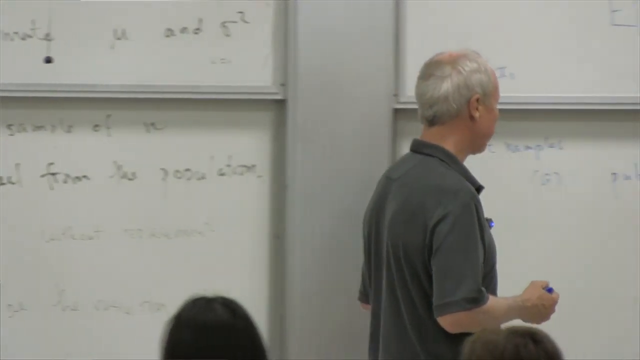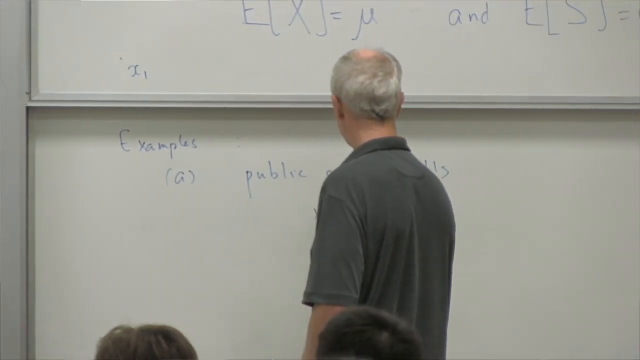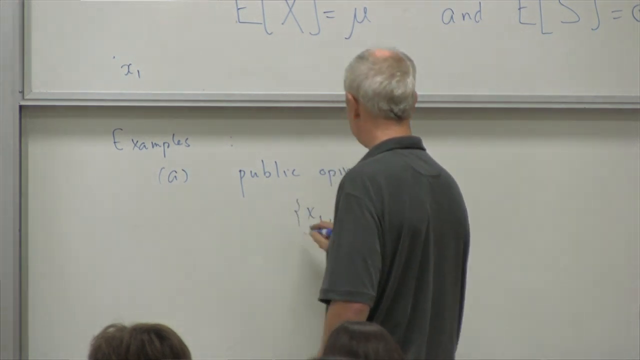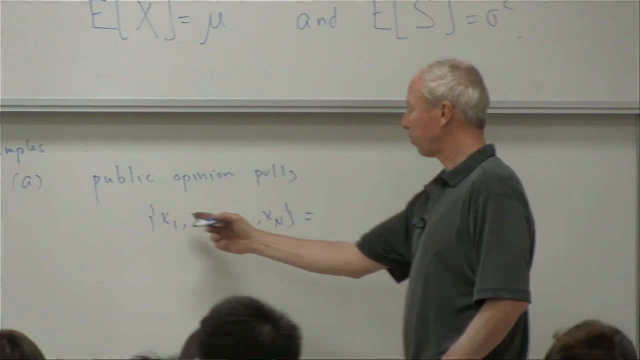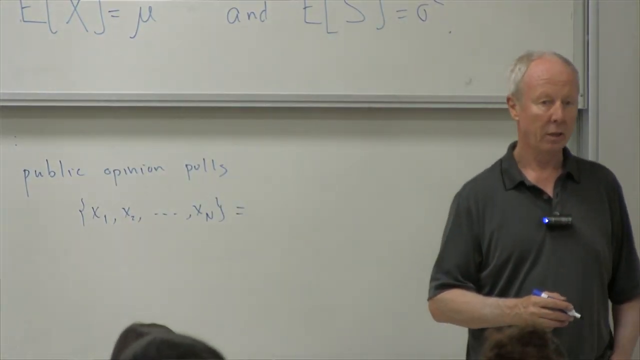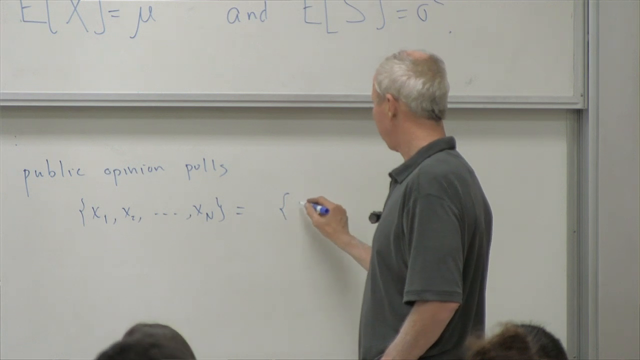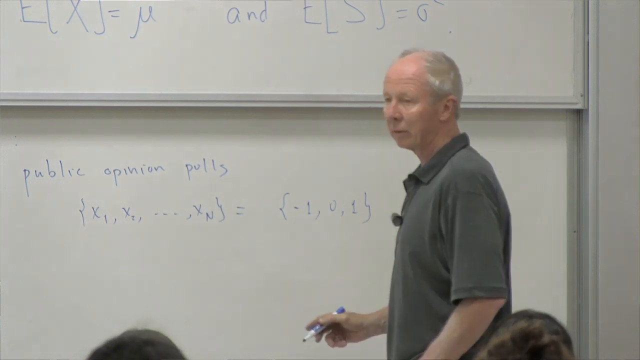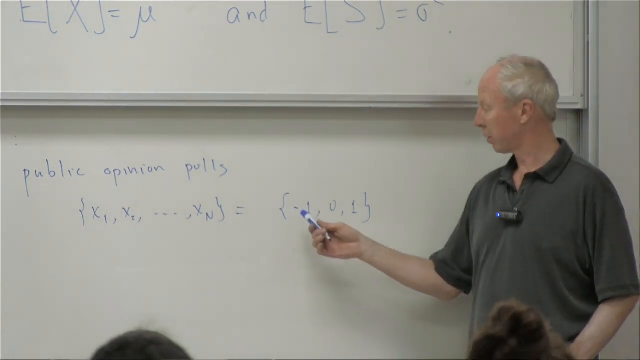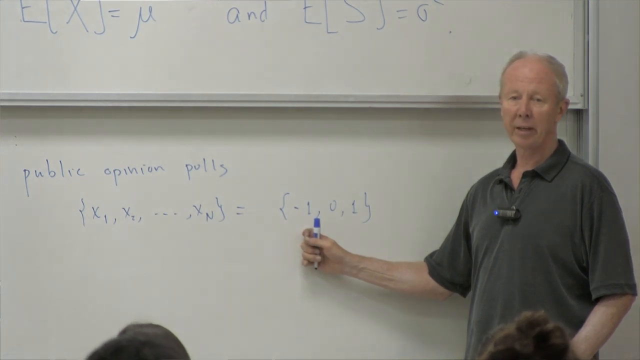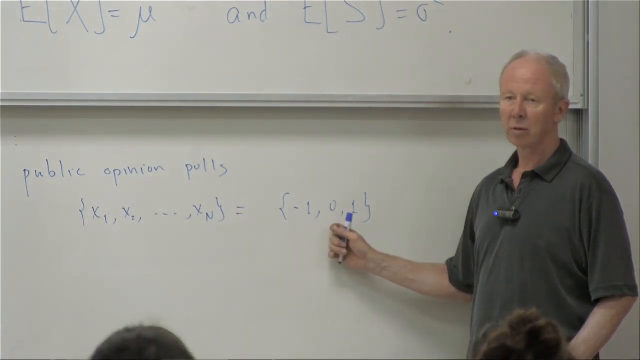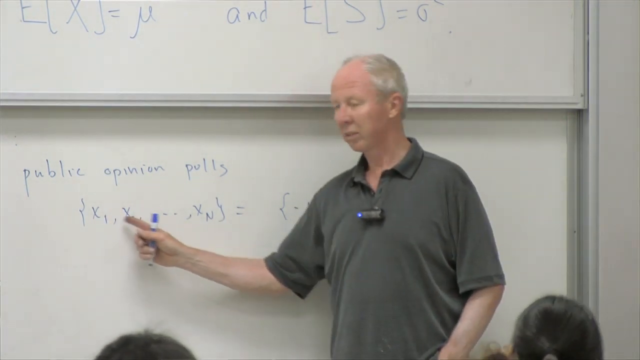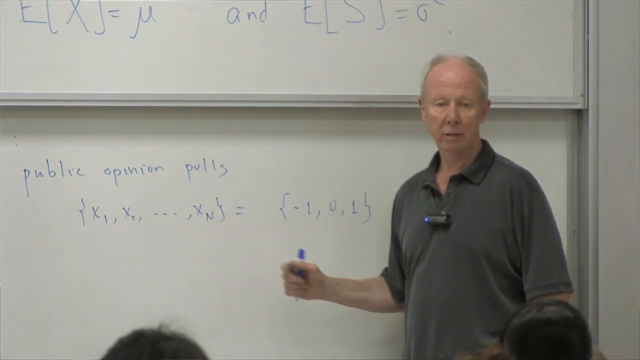So let's suppose we're doing a presidential public opinion poll, and we have this set of values, x1, x2, et cetera, x sub capital N, one value for each member of the population. That's a set of numbers, but there might be repetitions. And so this might actually be the set -1, 0, 1 in the case of public opinion polling. This means the person's in favor of candidate B. This would mean the person has no preference. This means the person's in favor of candidate A. Okay? So each one of these numbers is either a -1, a 0, or a 1.